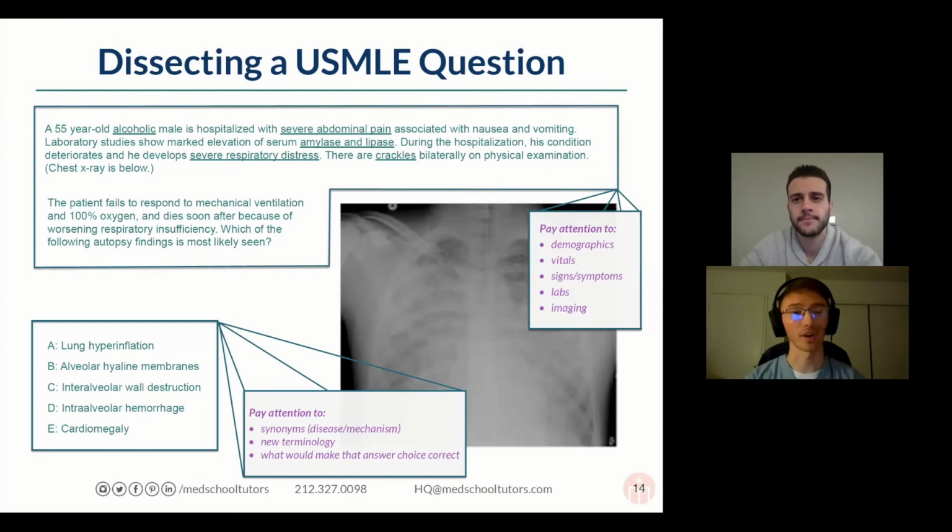Well, not always, but a lot of the tougher questions, they're asking you to go to that second step. So making sure that you pay attention to synonyms, different terminology, and how you can connect that back to disease processes is really important. So those are the ways that I approach it.